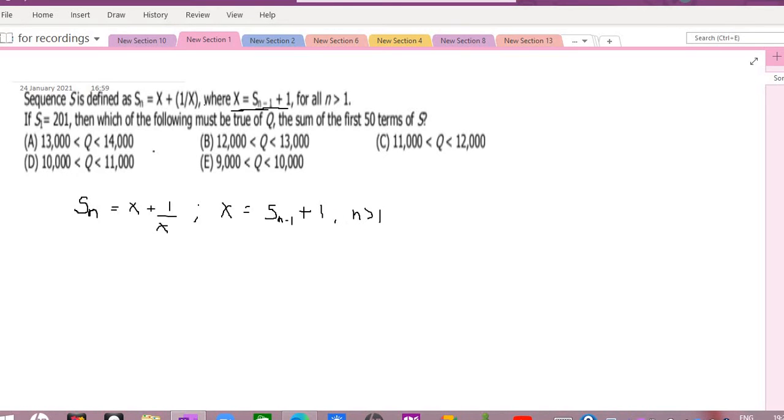Now you're given the first term. Your S1 is given to us as 201. Then which of the following must be true of Q? The sum of the first 50 terms of S. So what is your Q? Your Q is the sum of the first 50 terms of S. So Q is the sum of S1 plus S2 plus S3 up to S50.